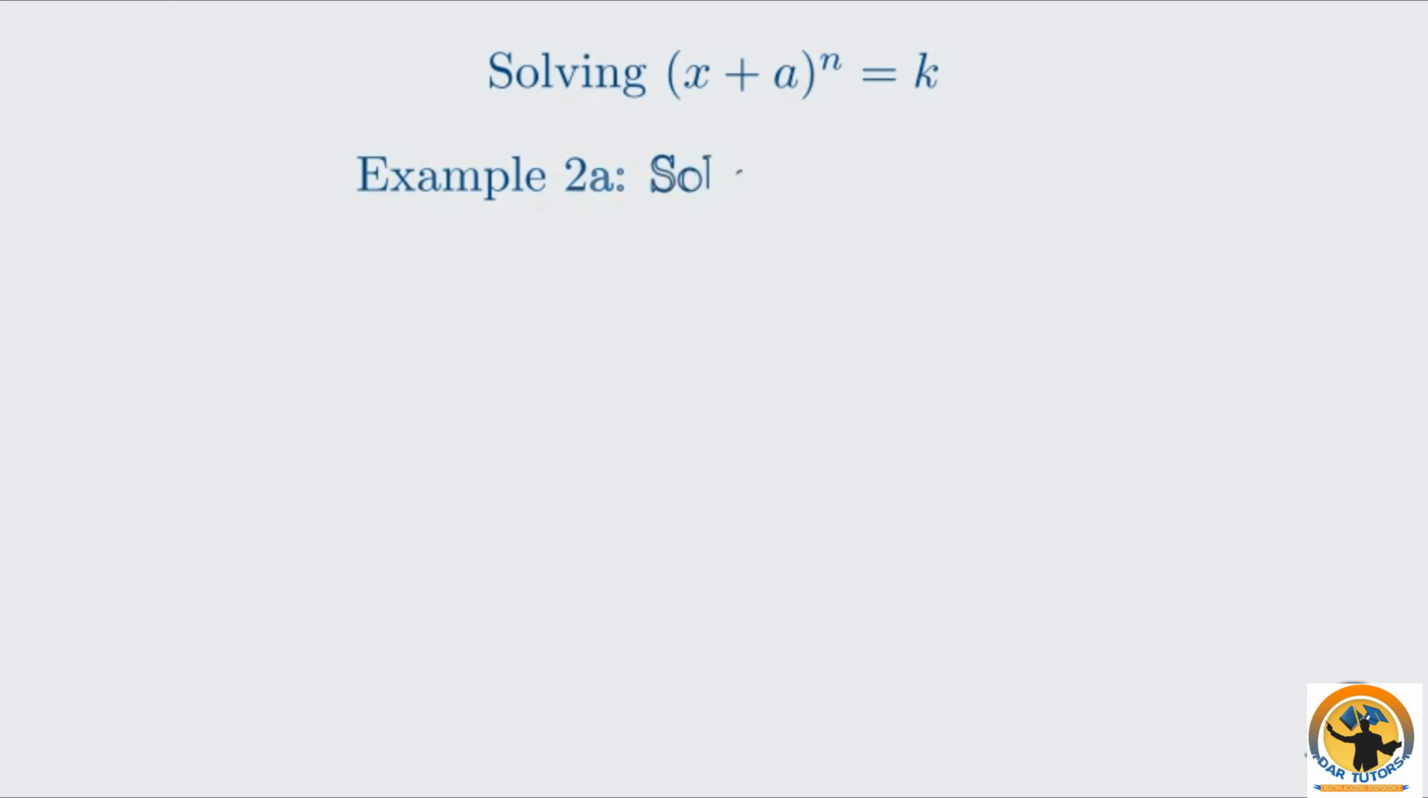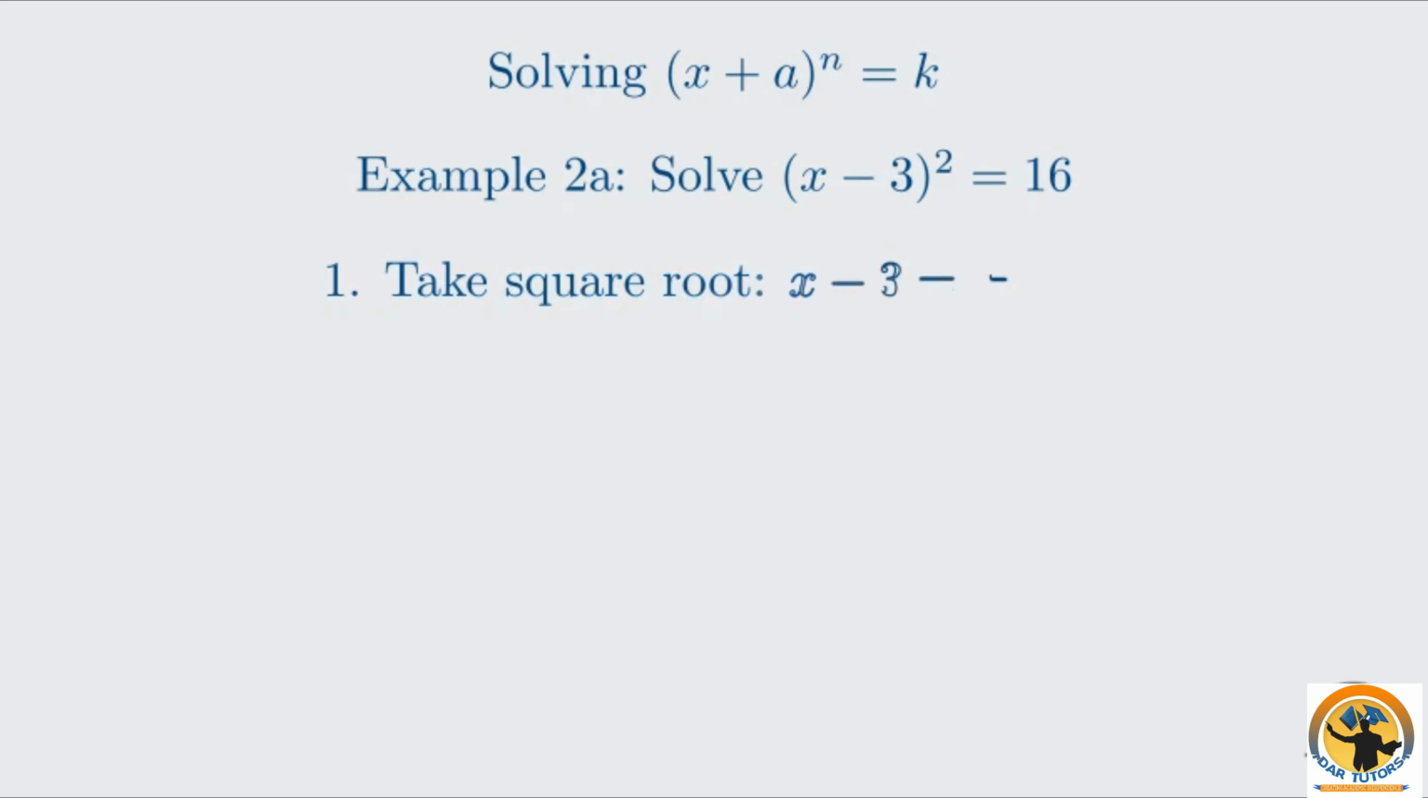Solve the equation (x minus 3) squared equals 16. Here, the power is 2, which is an even number. The constant on the right, 16, is positive. This means we should expect two solutions. We start by taking the square root of both sides. Remember to include the plus or minus sign. So, x minus 3 equals plus or minus the square root of 16. The square root of 16 is 4. This gives us x minus 3 equals plus or minus 4.